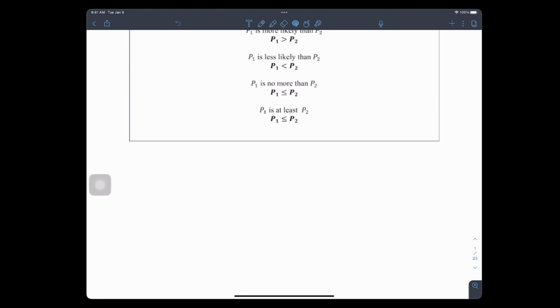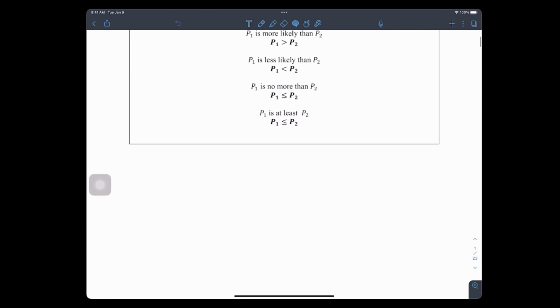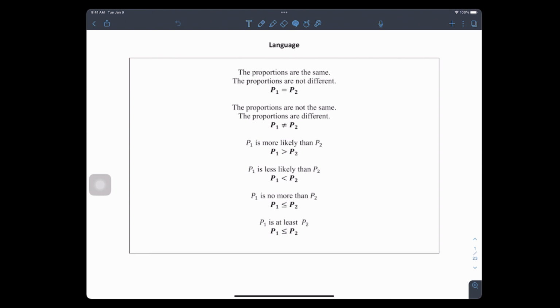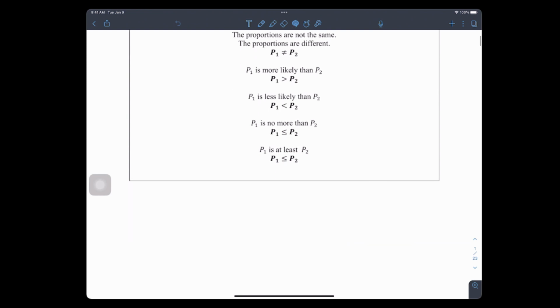P1 is at least P2. So these are kind of the standard phrases that you guys see with language in comparing two proportions. The first two are the big ones because we like to see and assume that people are the same in some way, or groups are the same, but they're not. Sometimes we say they're different. Okay, so this is kind of where it starts, I should say.